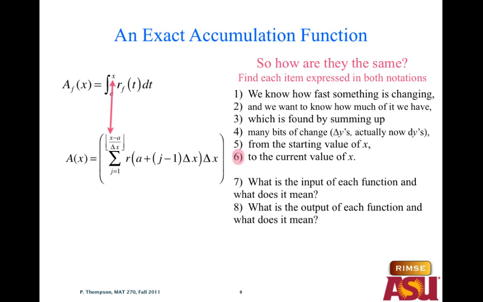So that's the answer number 7. Is that x is the independent variable of these functions, and it's how far we accumulate to. It's the right side of all the current accumulation. All right? And then what's the output of each of these functions, right? So what is the dependent variable of each of these functions? So we know where we stop accumulating to, the value of x, and so then what does the function give us? What's the dependent variable?